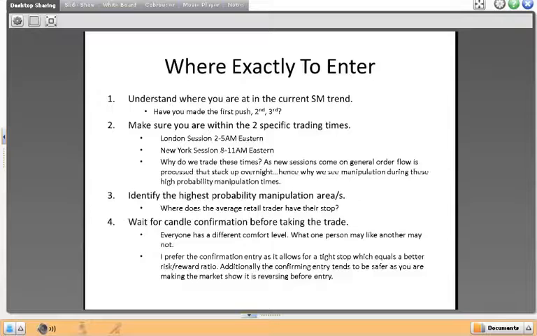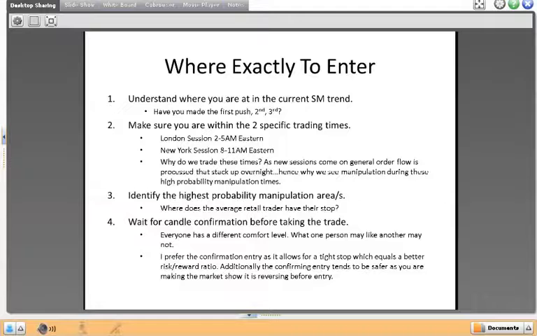If you're writing this down, I am going to leave it up for a little bit, and it's absolutely essential, especially when learning. Those that have become proficient and maintain profitability can start to venture outside, can start to do things that open up a few more avenues for taking trades based on the smart money trading strategy and the different criteria that we do look for. So first and foremost, identify where you're at in the trend. The second thing is make sure you're within the 2 specific trading times.